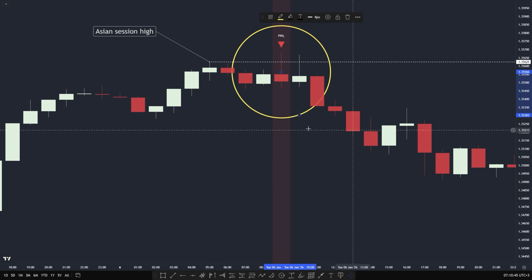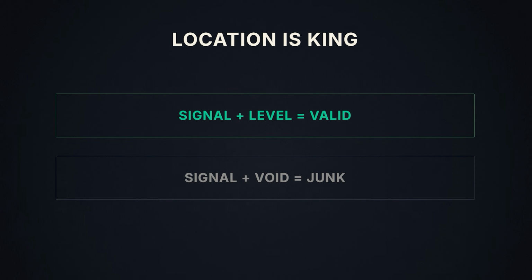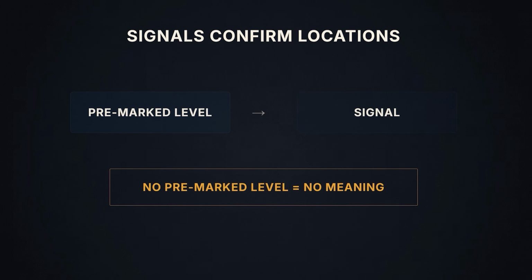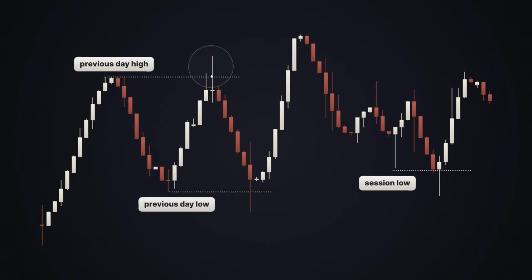Every signal we have discussed has one job. It is there to confirm a location. If you do not have a pre-marked level underneath, the signal has no meaning. I only look for these setups at session highs, session lows, or previous day levels. If price is in the middle of nowhere, I do not care how many wicks it prints.